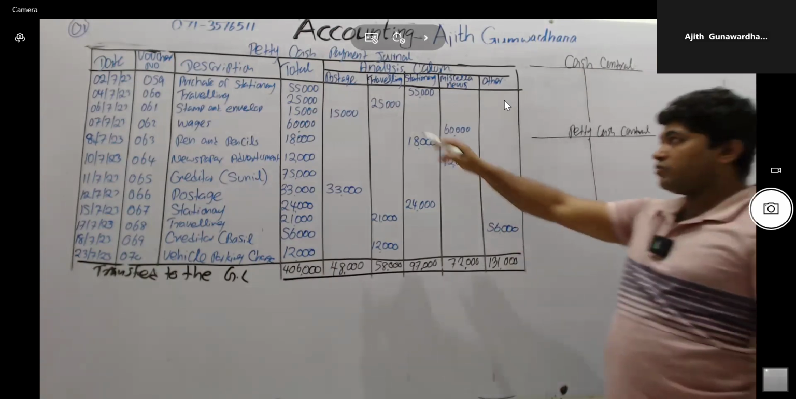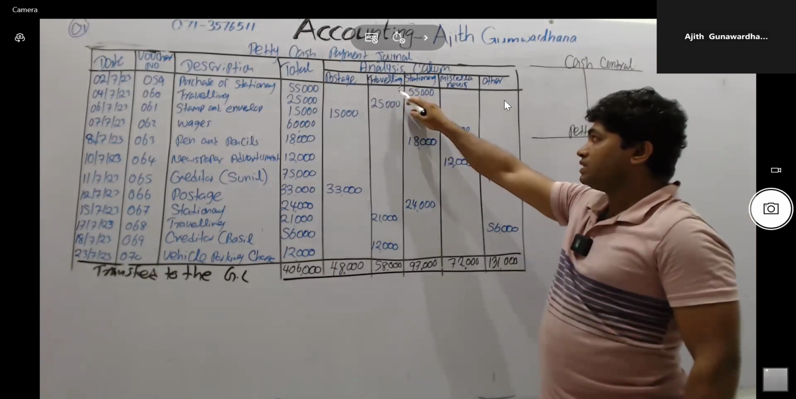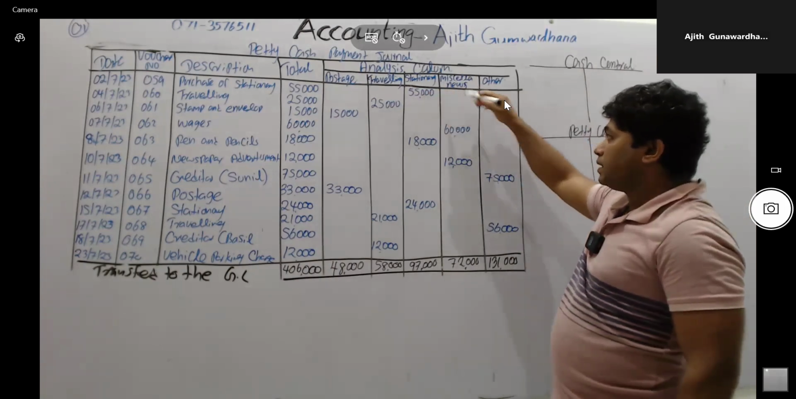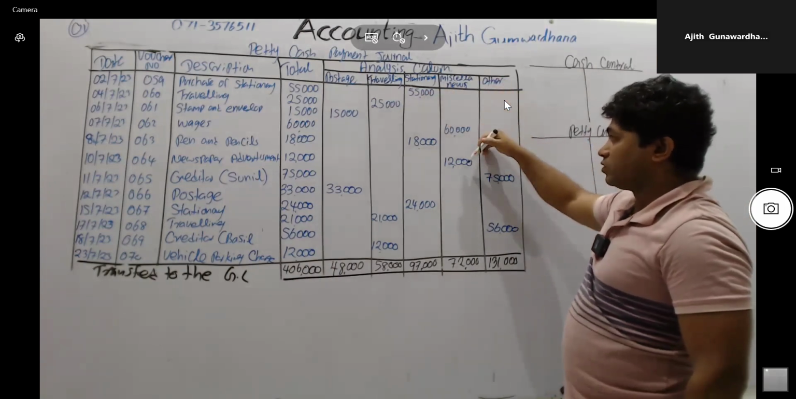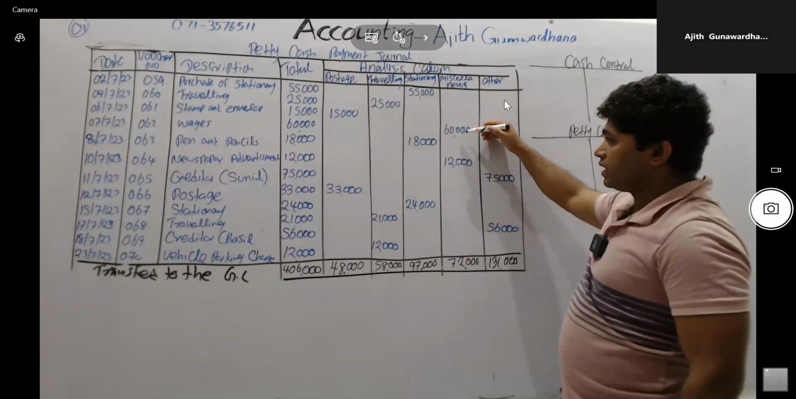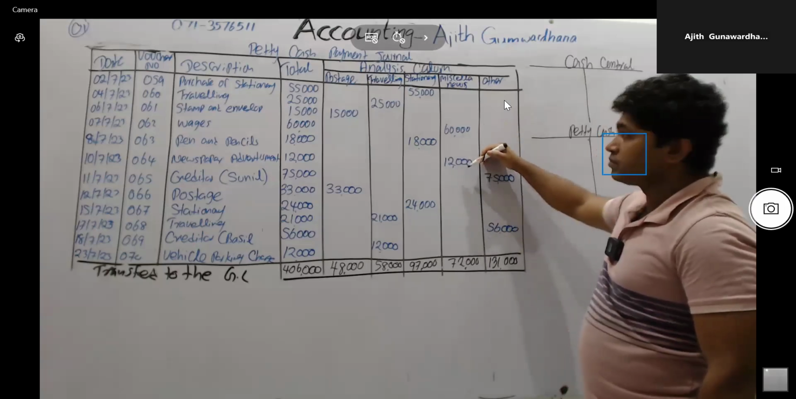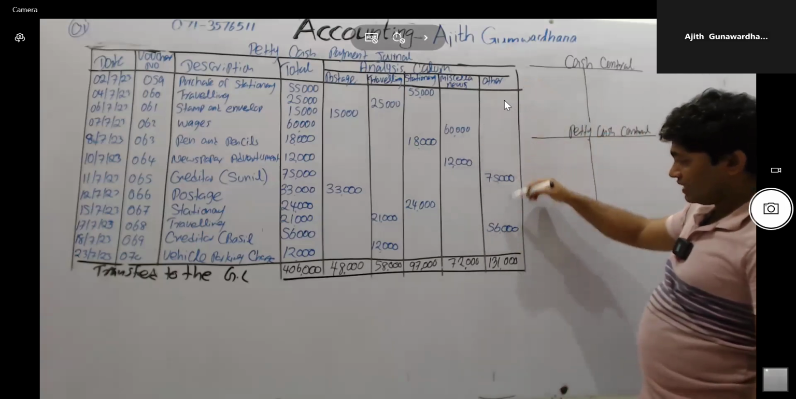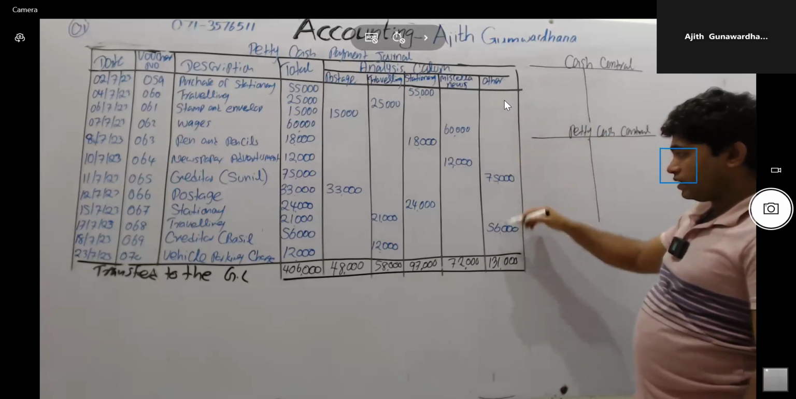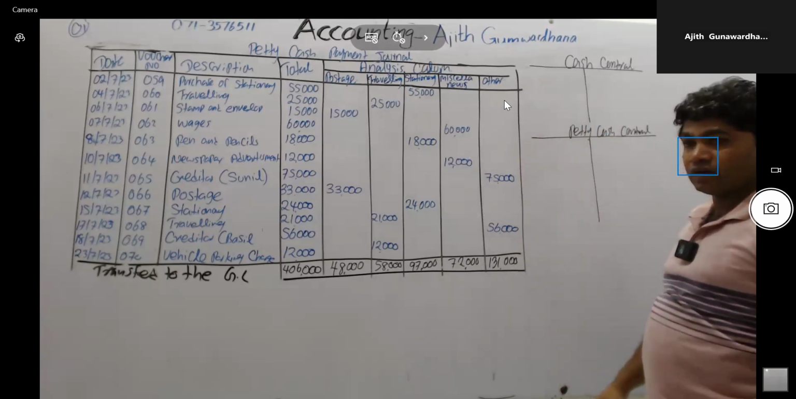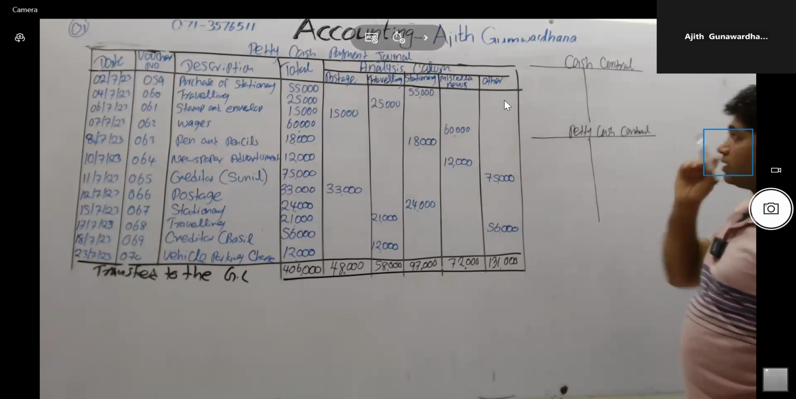Then separate ledger accounts for postage, traveling, stationery, miscellaneous. Separate ledger accounts. It has given wages as well as newspaper advertisement. And in the other column, creditors are available. If there are more creditors, you have to prepare only one ledger account. It is called creditor control accounts.